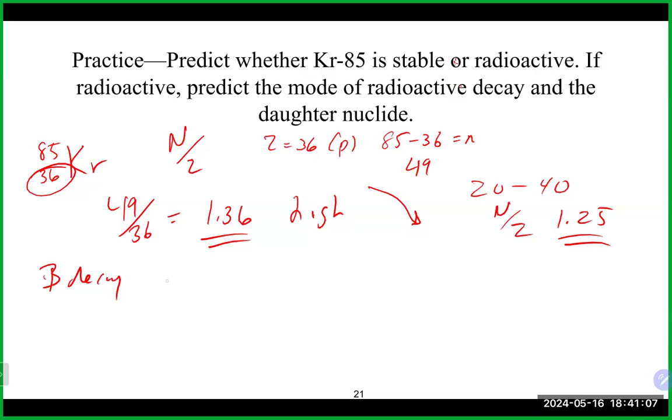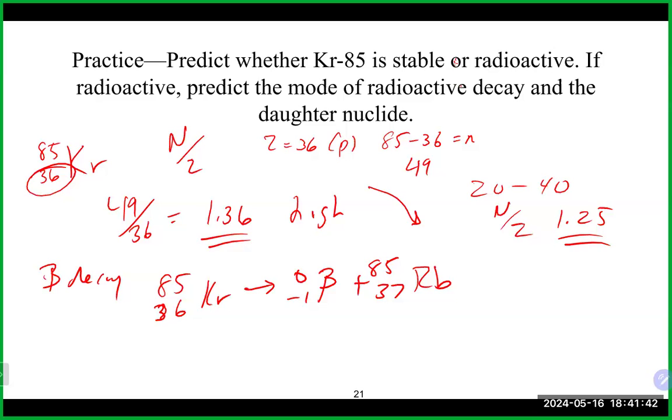So we would take our 85-36 and do our beta decay. That means we're going to go to 37 and 85. 37 being Rb there, I believe. Once again here, obviously, the first answer to the question is it is not stable, because the ratio is too high. It is radioactive. It will go through this process to try to make itself better.